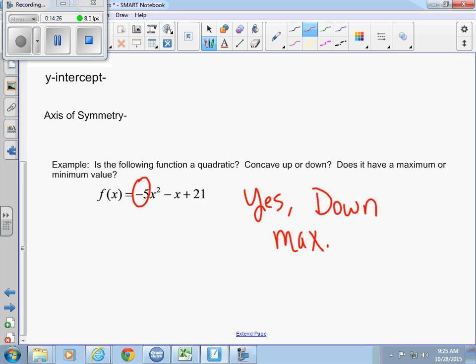I didn't actually find it. I just know that there is a maximum because I know it's concave down. So we got this picture here. Is that a maximum or a minimum? If it were concave up, it would have a minimum.